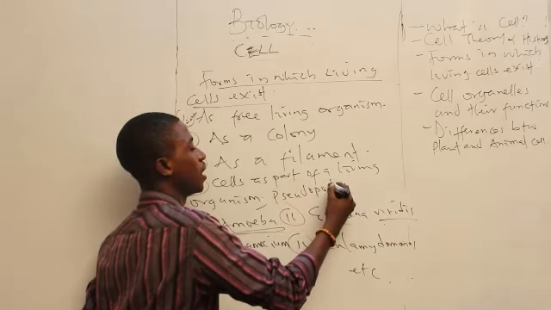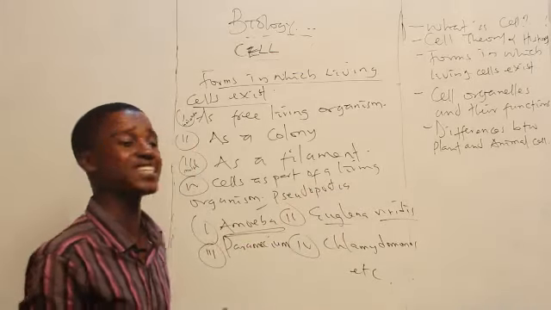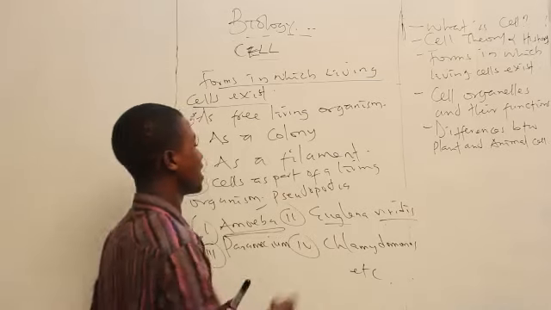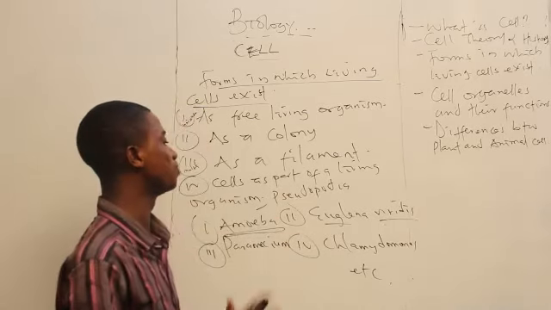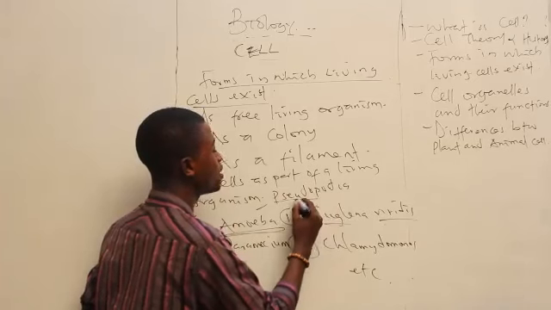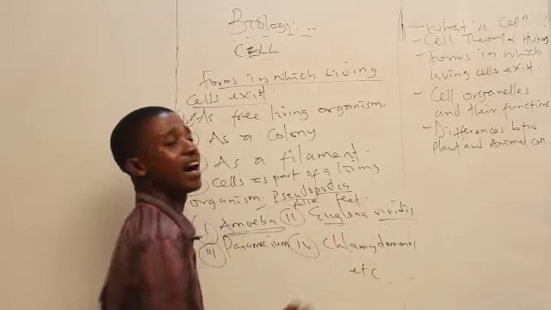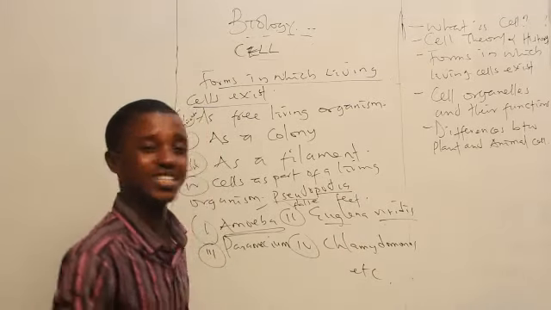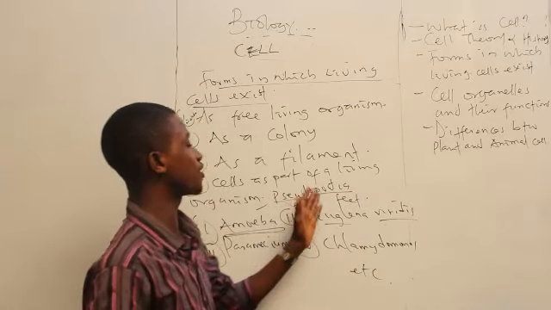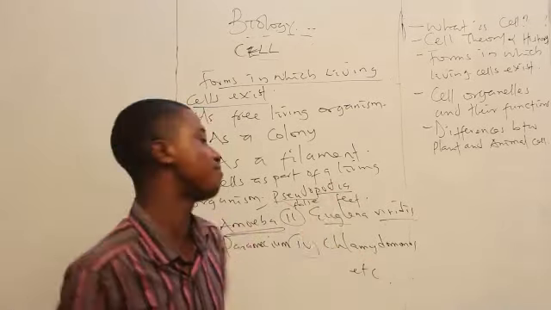Pseudopodia. With the aid of pseudopodia, amoeba is able to move. Now let's quickly look at pseudopodia and try to break it down. The word pseudo means false. The word podia means feet. So amoeba has what? False feet. It is not a true feet. It is with this false feet that it gets to move and do other life processes.